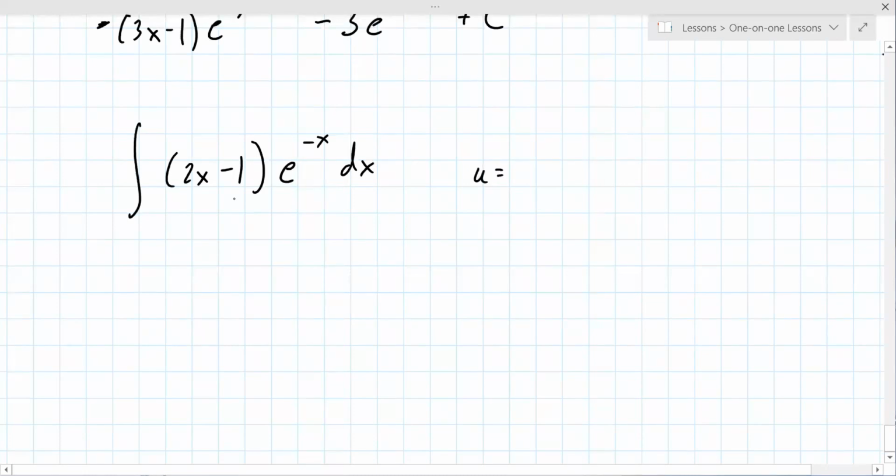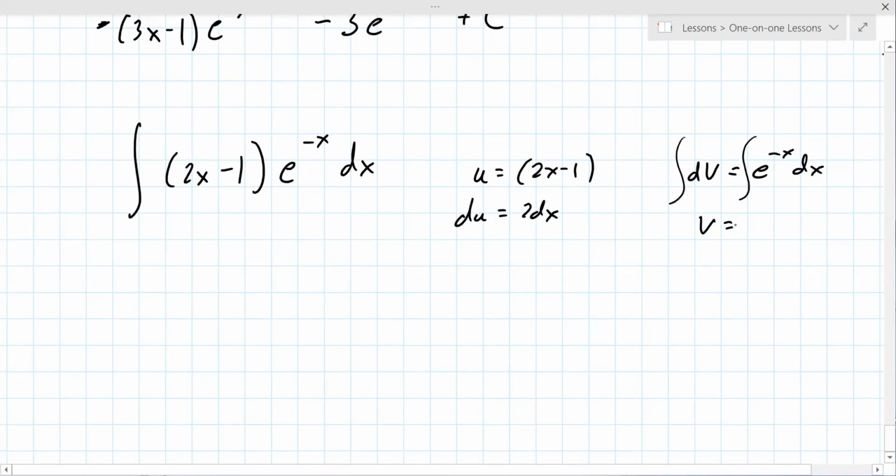U is the thing in parentheses, 2x minus 1. You take your derivative, du is 2 dx. dv is whatever is left over, so it's e to the minus x dx. And then you have to integrate both of these. Whenever you integrate an e where it's not just a variable, you keep it, but you divide by whatever's in front of x. So your v is minus e to the minus x.